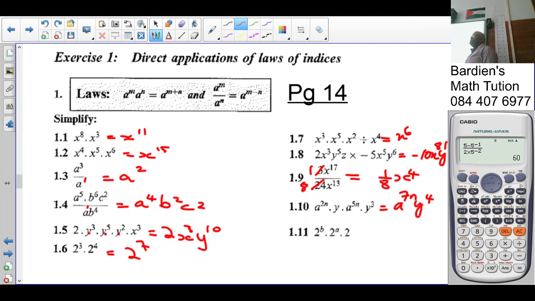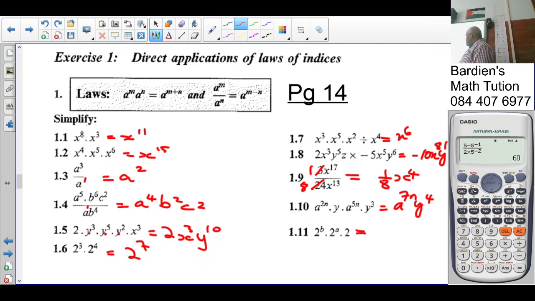So, very important, when we're multiplying and bases are the same. What are the bases here? a and a. And only those exponents can go together. You guys understand? So 2n plus 5n is going to be 7n. And y plus y^3 is going to be y^4. Okay, you guys agree with that? Look at the next one.